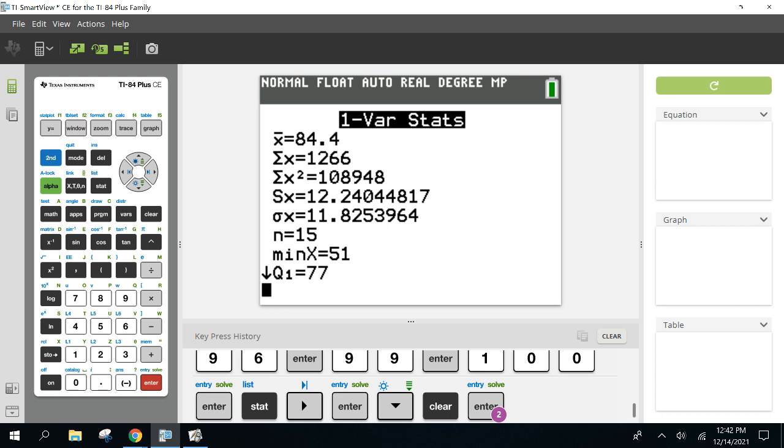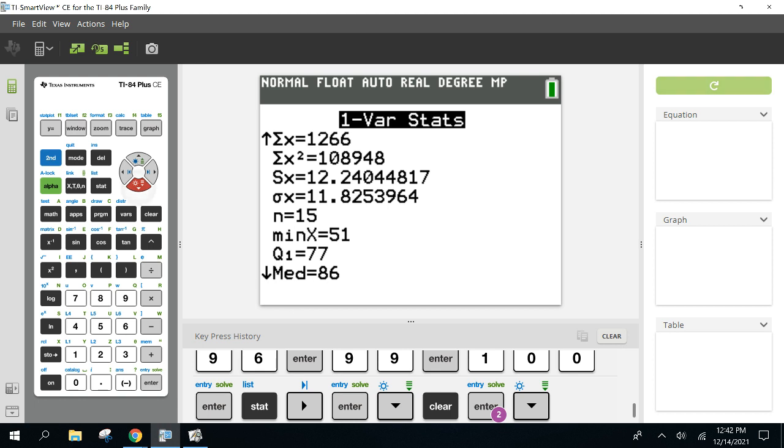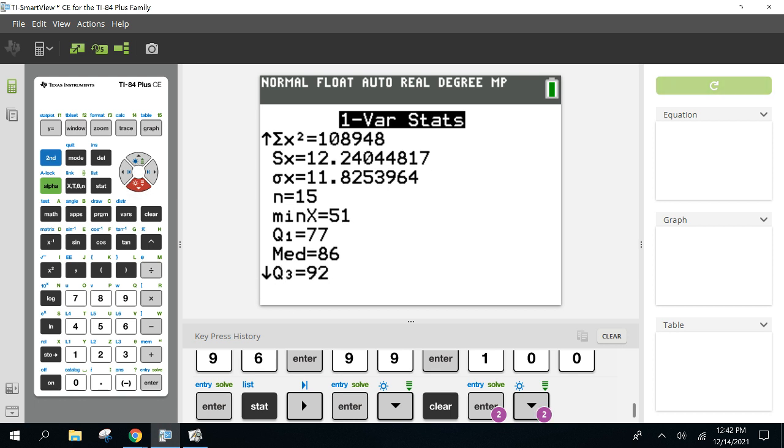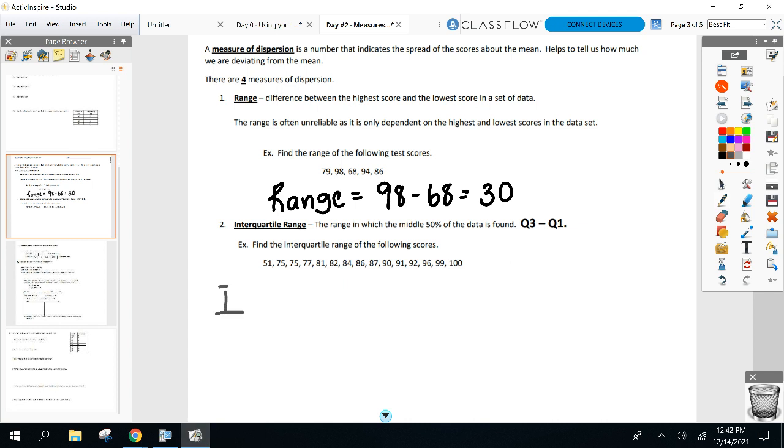Everyone see Q1? That means the first 25% scored 77 or below. And then you can go to median, Q3. There they are. What does Q1 and Q3 mean? If you scored a 77, that means only 25% of the students scored below you. If you scored a 92, that means 75% of the students who took the test scored below you. Okay?